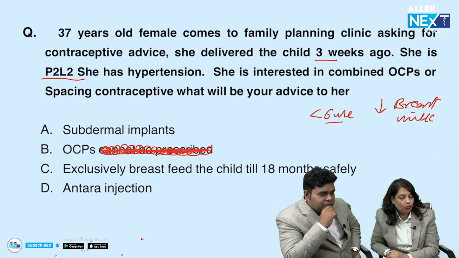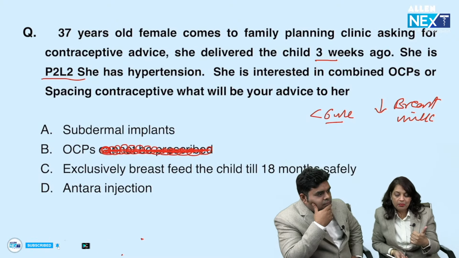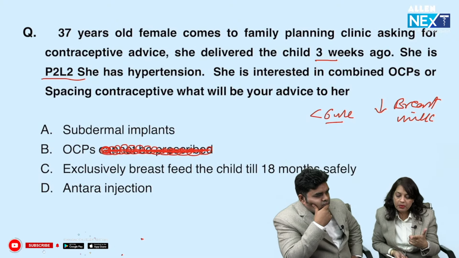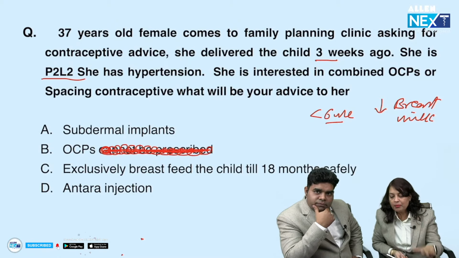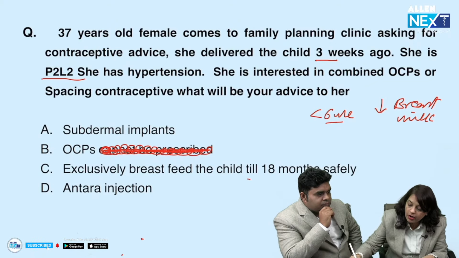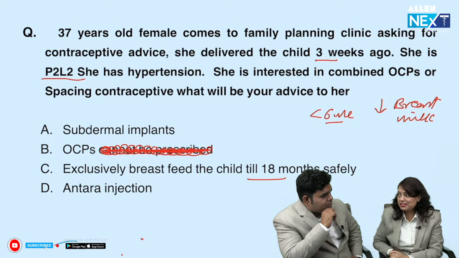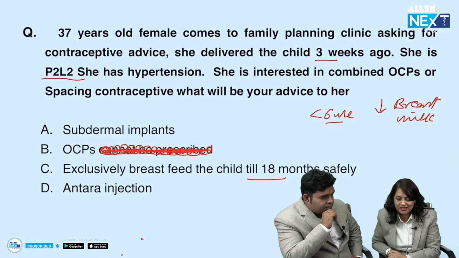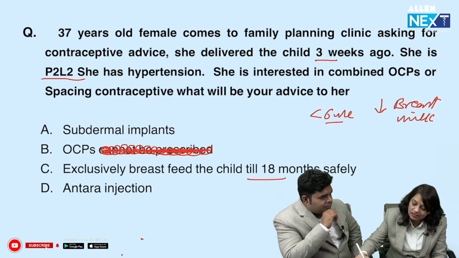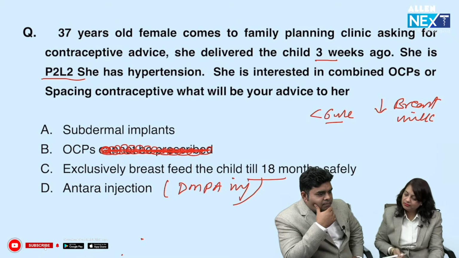So what is your answer to this question? Subdermal implants, OCPs... exclusively breastfeed the child because it suppresses ovulation, it leads to lactational amenorrhea. So for 1.5 years, we should promote lactation safely, with a method of contraception or Antra. What is Antra? It is DMPA injection.